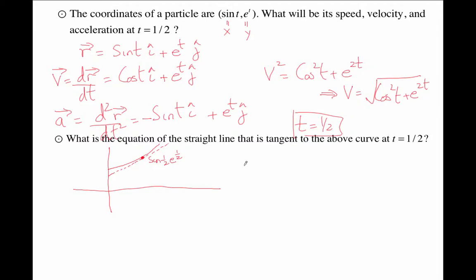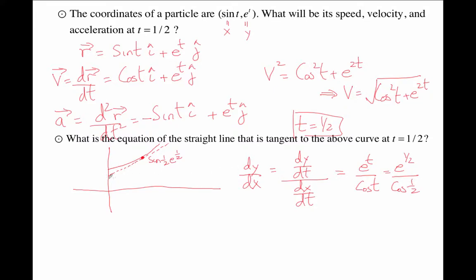Now there are only two things that we need to know about a straight line. What is its slope and which point does it pass through? So let's ask, what is dy by dx? Now dy by dx, from a previous lecture or just by thinking of this, is dy by dt divided by dx by dt. And if we differentiate y with respect to t, we get e to the t. And if we differentiate x with respect to t, we get cosine t. And that's e to the half over cosine of half.